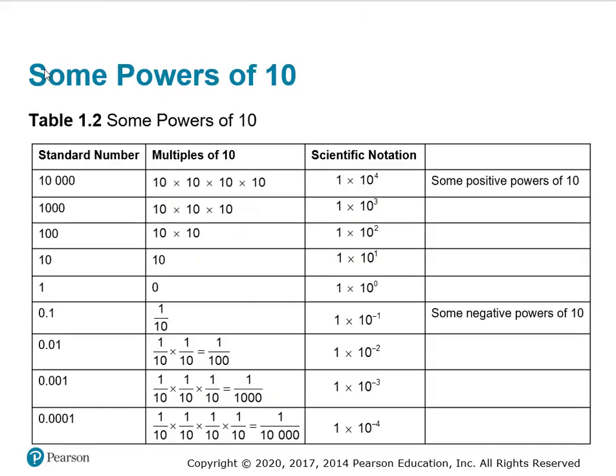Let's look at some powers of 10. If I wanted to write 10,000, that would be 1 times 10 to the 4th.